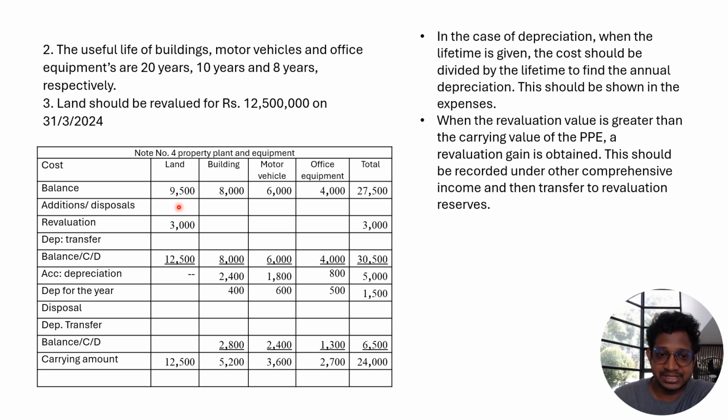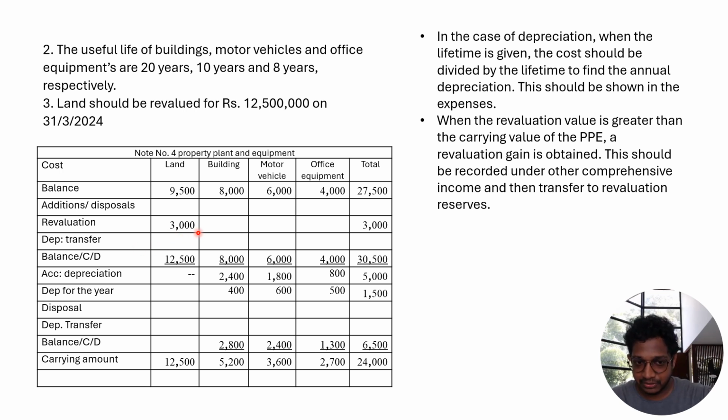So the management decided to revalue from the past value to the new value. That's what revaluations do. Land worth 9,500 you are revaluing to 12,500, so it's a revaluation surplus for you. And this is the first-time revaluation. So for a first-time revaluation surplus, the double entry is: debit revaluation of land, credit revaluation reserves.